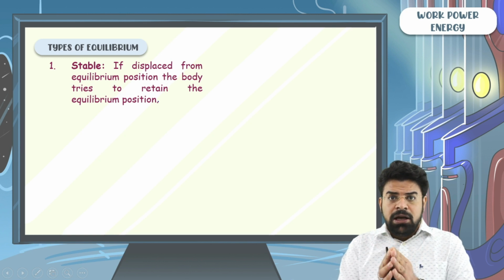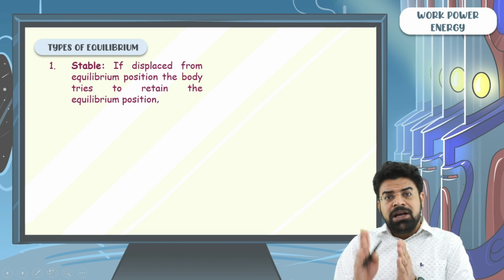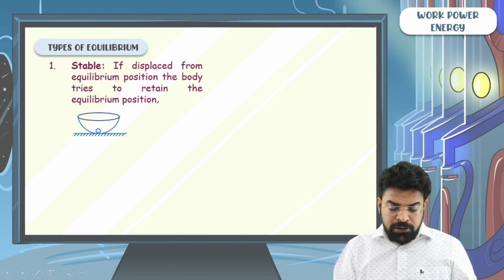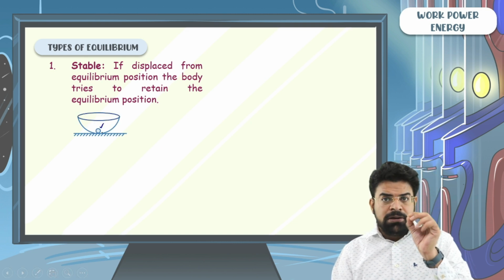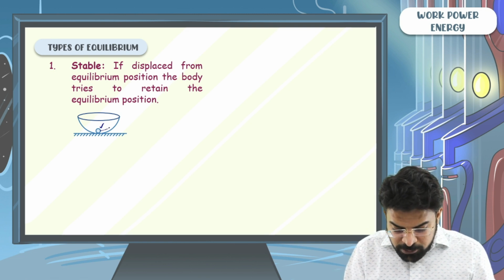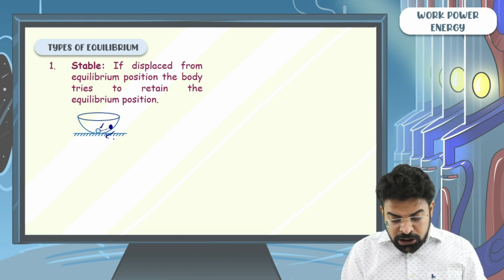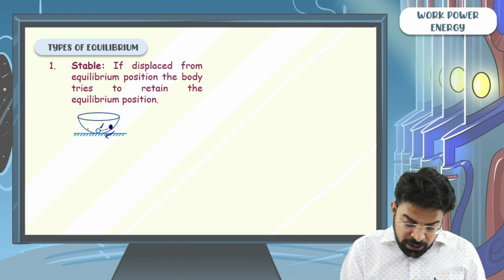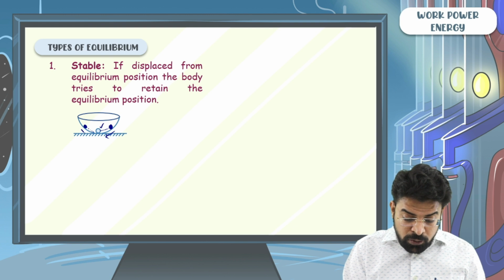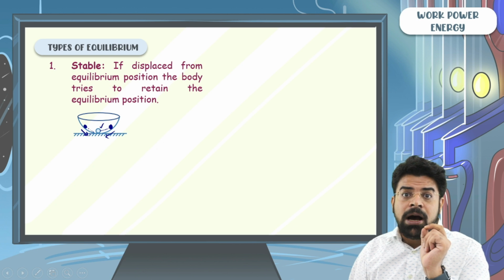So when you displace the body from the equilibrium position, but the body tries to re-attain the original equilibrium position, that is called stable equilibrium. For example, if you put a small pebble in a bowl, if you displace the pebble a little bit towards right and release it, it tries to go back to the original equilibrium position. Or if you displace it towards left and then you release it, it again tries to go back to the original equilibrium position.